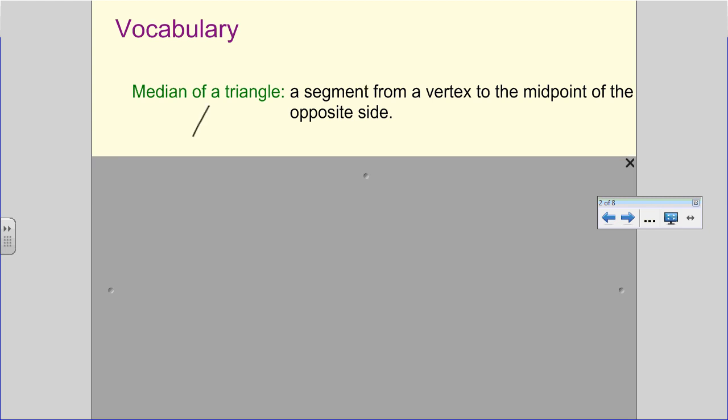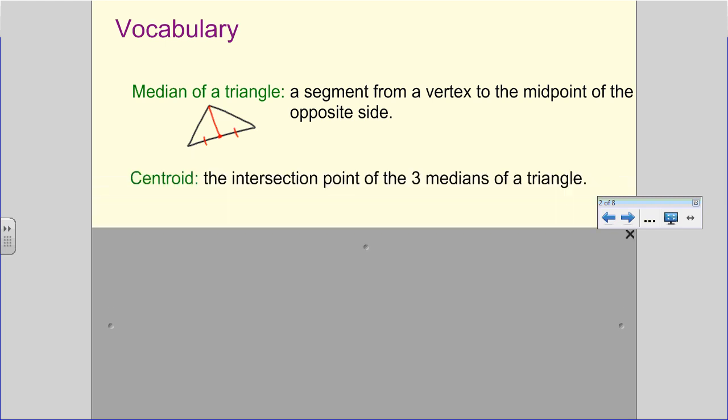So we have our triangle, and we're going to connect a vertex to the opposite side. So I know if I hit that midpoint, I have two congruent segments, one on each side of that intersection point. So when I've now taken this opposite side and split it into two parts, they're going to be two congruent segments. The centroid is the other new word, and that's where we're going to find the intersection of all three medians of a triangle.